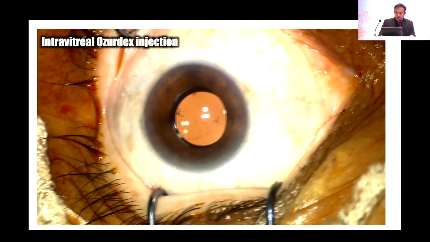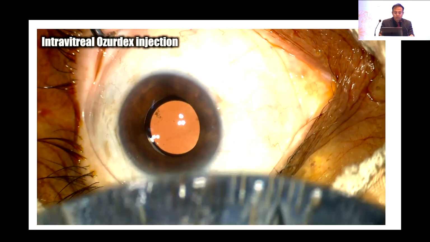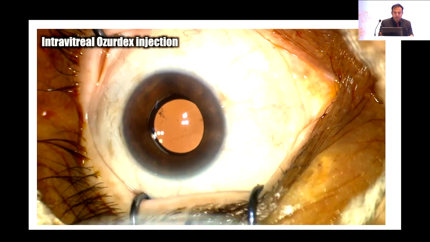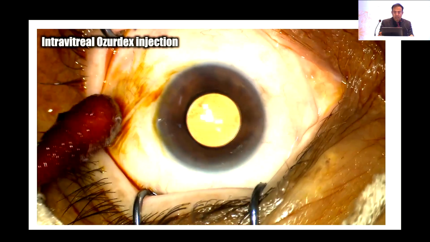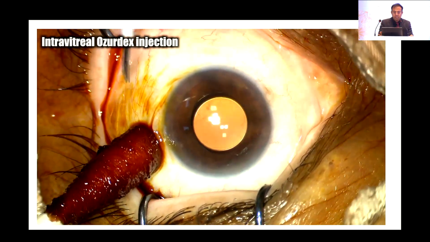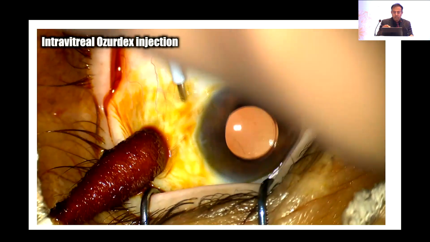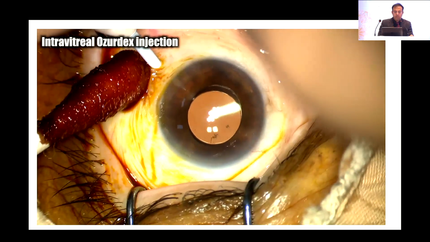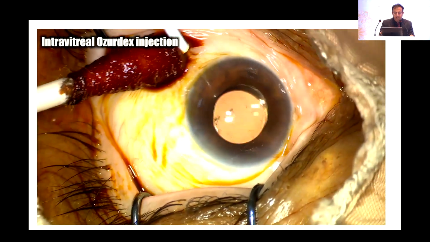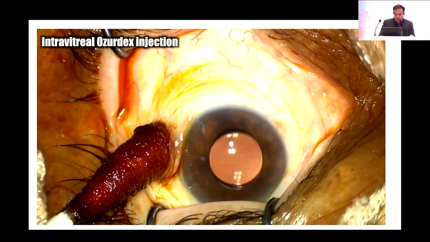So this is another video, of an Ozurdex injection. This is a steroid implant. Now this you need to be a little more careful. You need to first mark, and then this is a thicker needle. You have to go in a slightly slanting direction and then directly into the vitreous cavity, and then just take a swab and finish it off.